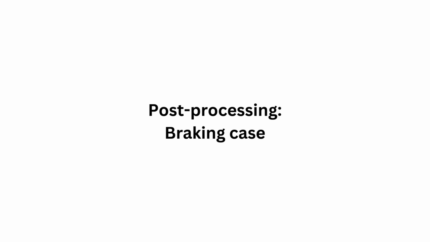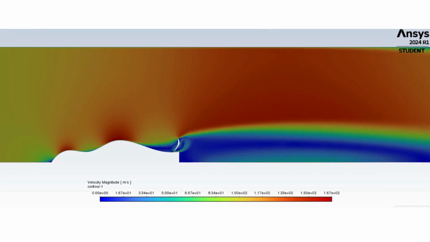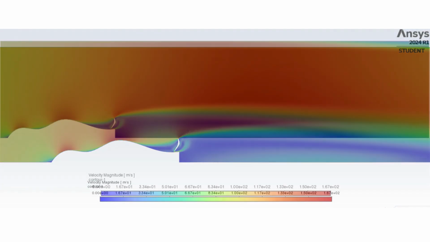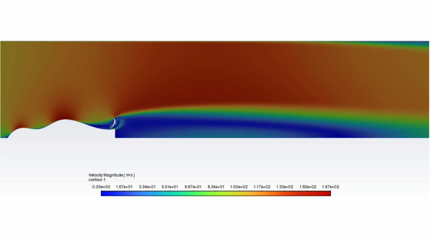For the second case, braking, the wing is adjusted to maximize downforce. The velocity magnitude shows a reduced high-speed region over the wing compared to the earlier configuration. The flow slows down significantly after the wing, indicating stronger air deceleration and increased flow deflection. Reduced high velocity above the wing enhances the pressure differential, with higher pressure underneath. This setup maximizes downforce, which is crucial for increasing traction during braking.